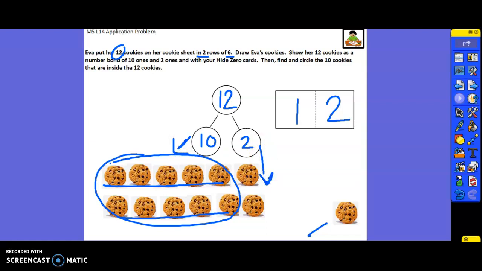Very good. I like how you were able to find and circle your 10 by counting your rows. You were able to find your 5 and your 5. That gave us our 10. And then I like how you were able to add on your extra 2, your 2 more, and that gave you your parts 10 and 2 for 12.